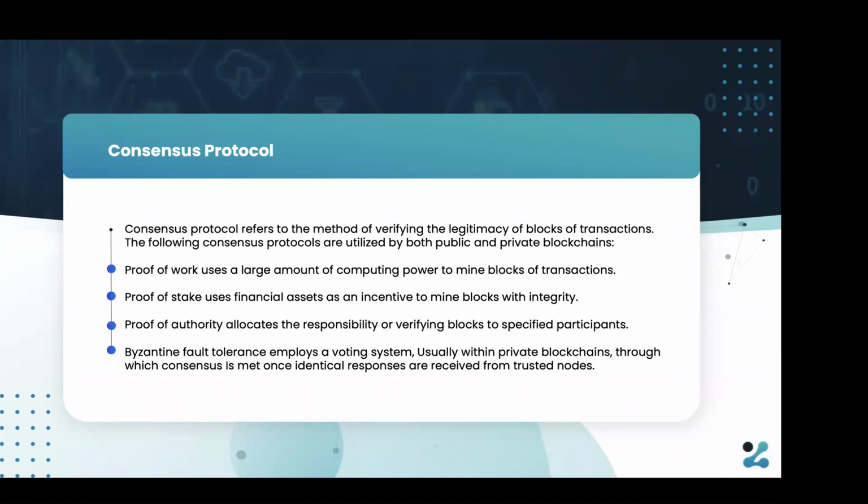And on the same line, there is proof of stake, there is proof of authority, and then there are BFT algorithms. Your choice of protocol and then the choice of consensus would actually change the outcome.